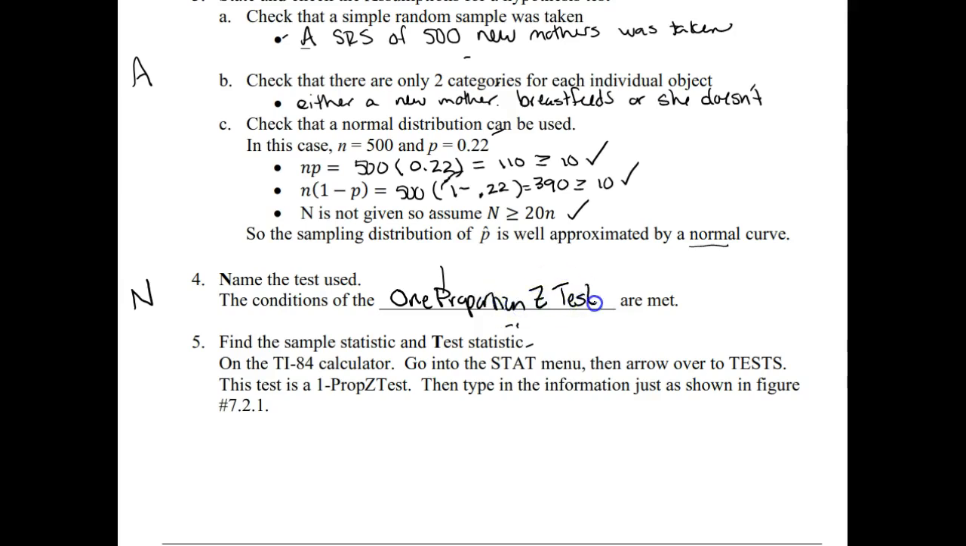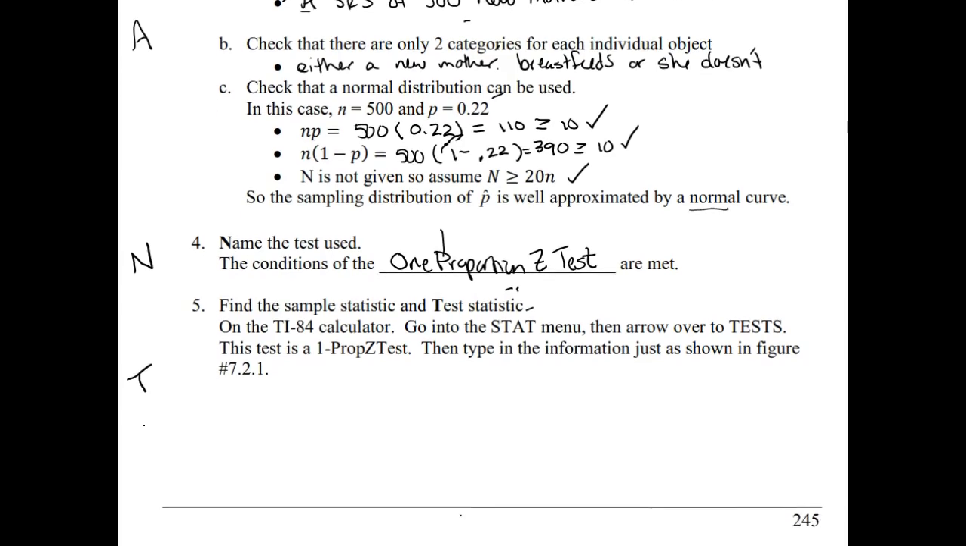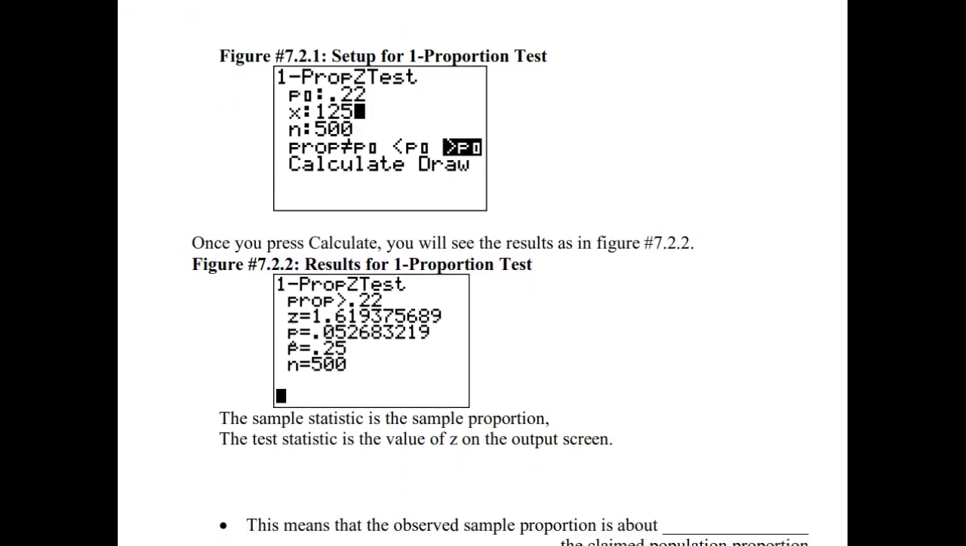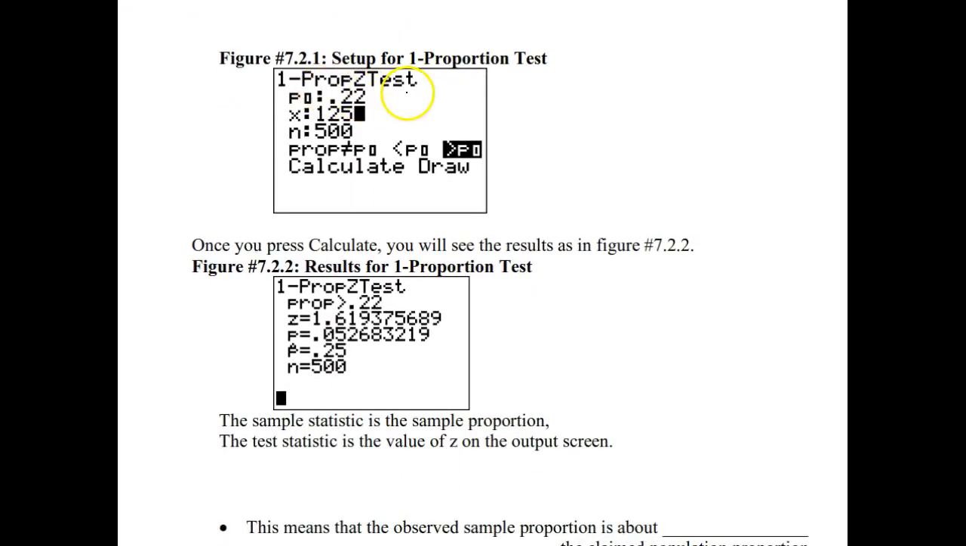And our next letter in PHANTOMS is T, for test statistic. So again, we're going to think about the sample statistic and then the standardized test statistic that we get from that. As we input things on the calculator to get these values, we're going to go to 1-PropZTest. Push stat and arrow over to test and find 1-PropZTest. Next to p0, we're going to type in 0.22. X out of n, we've got 125 out of 500.